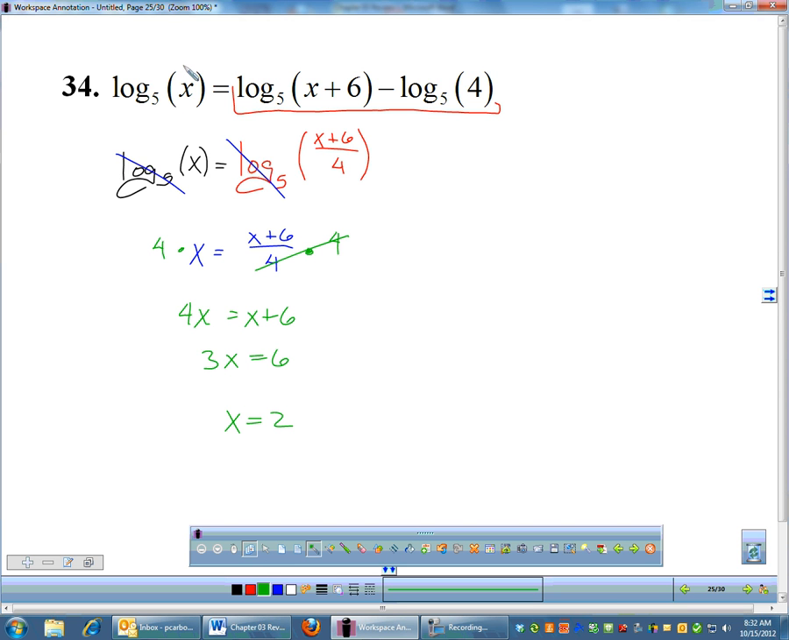Log base 5 of 2, that's a positive number. You cannot have negatives inside, so far I'm okay. 2 plus 6 is 8. Log base 5 of 8, that's okay. I don't get any negatives when I plug in my answer, so I'm okay with x equals 2.